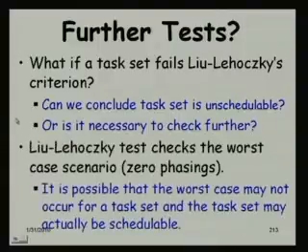Now what if a set of tasks fails the Liu-Lehoczky criterion? Can we conclusively say that the task set is unschedulable, or is there a necessity for a further check? Actually, Liu-Lehoczky checks the worst case scenario, that is the zero phasing case, but if the phases are non-zero, then it is possible that the Liu-Lehoczky result is negative, but the task set is schedulable because of the phase between the tasks.